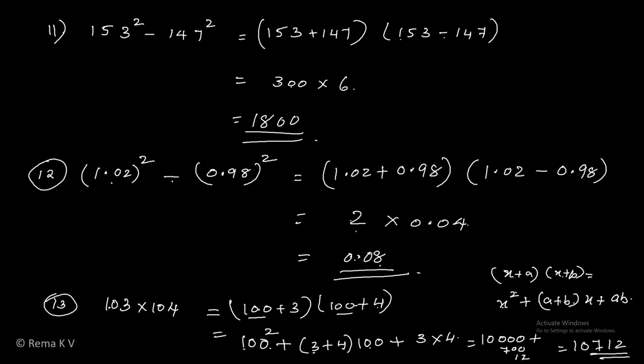Here the common number is 100. So 100 square plus, that is to be taken as x. This is x, a, this is x and b. So x square plus a plus b into x plus ab.